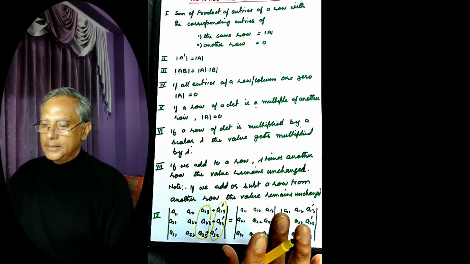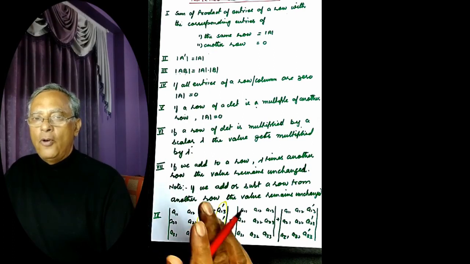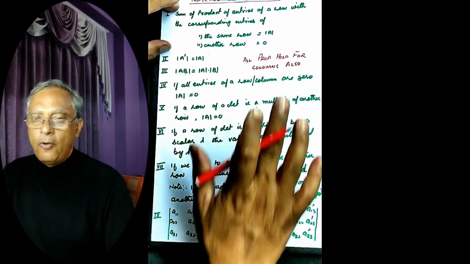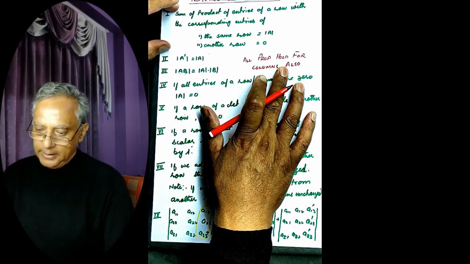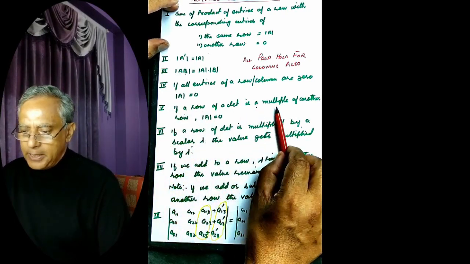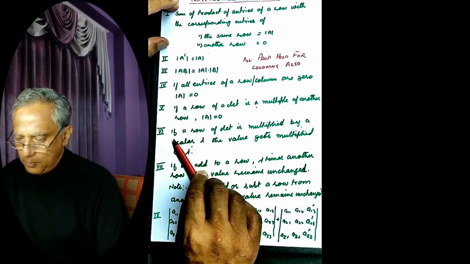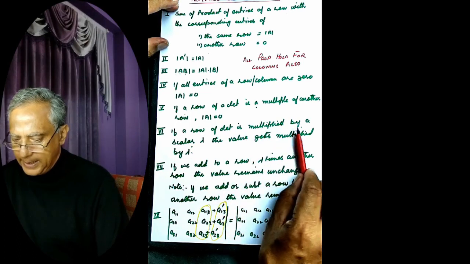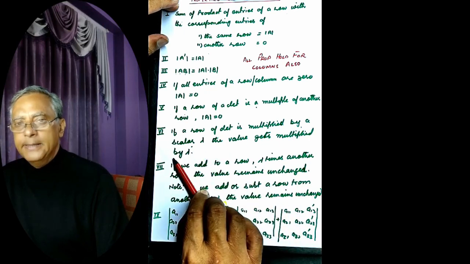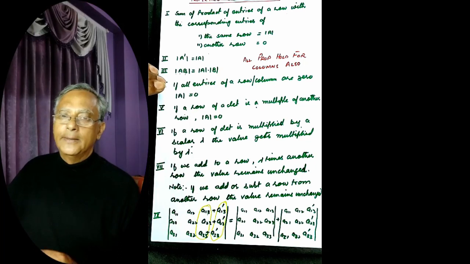Now all these properties which are valid for rows also hold for columns. That is, say in this, if a column of a determinant is a multiple of another column, the determinant will be 0. If a column of a determinant is multiplied by a scalar lambda, the value of the determinant gets multiplied by lambda. All the properties hold for columns as well.